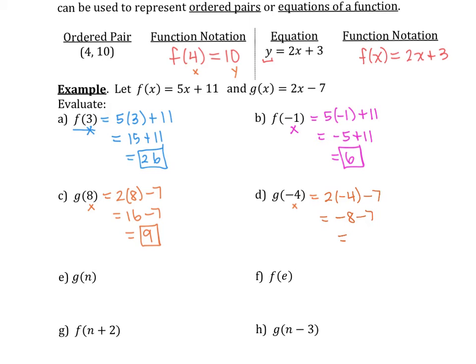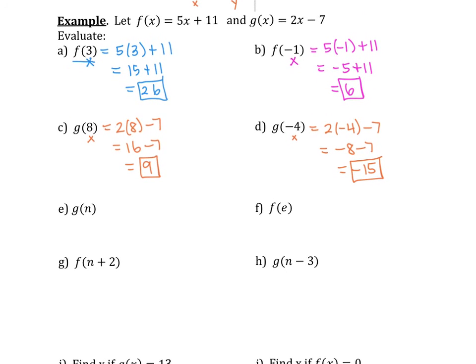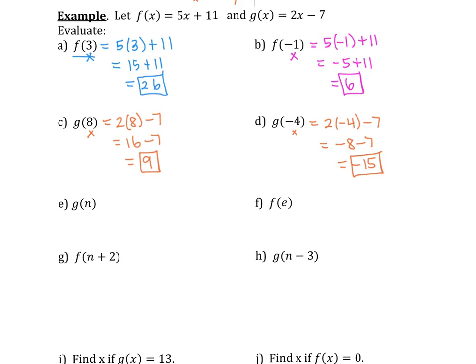They're both minuses, so I'm going to add them up and I get -15. So g of -4 is equal to -15. Okay, now the last few of this type are similar. They just look a little funny with the letters, extra variables.